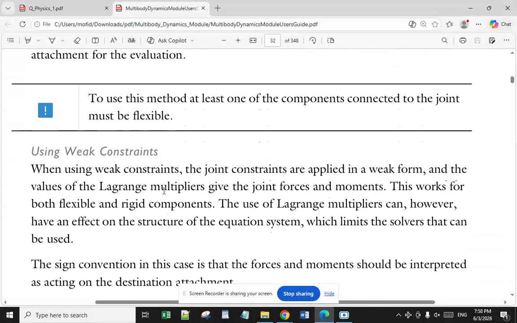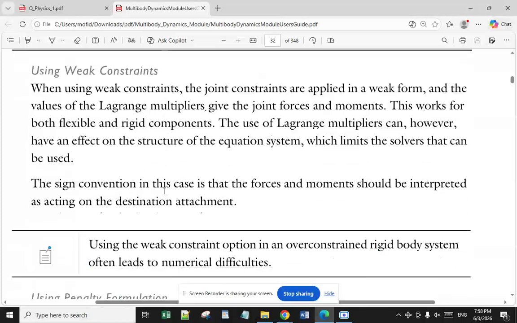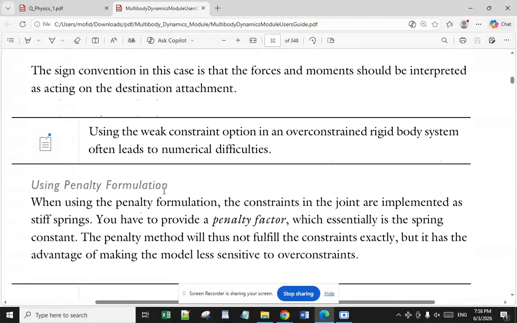Using weak constraints. When using weak constraints, the joint constraints are applied in a weak form, and the values of the Lagrange multipliers give the joint forces and moments. This works for both flexible and rigid components. The use of Lagrange multipliers can, however, have an effect on the structure of the equation system, which limits the solvers that can be used. The sign convention in this case is that the forces and moments should be interpreted as acting on the destination attachment. Using the weak constraint option in an over-constrained rigid body system often leads to numerical difficulties.